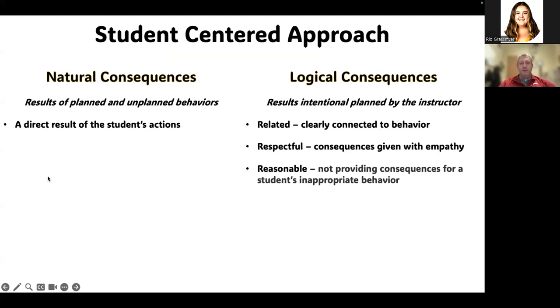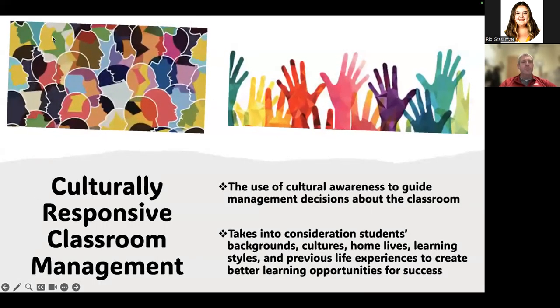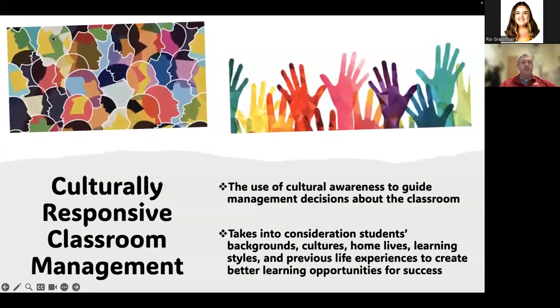What's related, what's respectful, and what's reasonable for your students. So being reasonable is not providing consequences for students' inappropriate behavior. Being respectful, right? Having the consequences given with empathy. We need to care about our students. We understand that some can be super difficult, but we have to love them nonetheless, and we have to encourage them to start building into successful EMS clinicians.